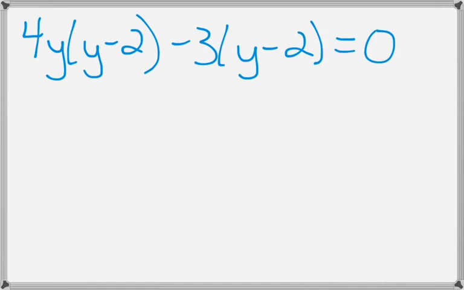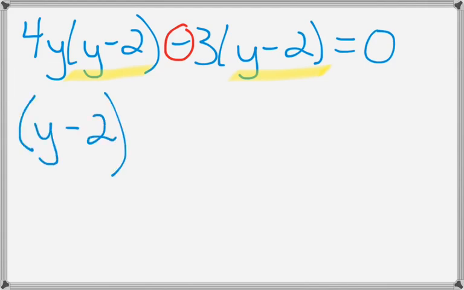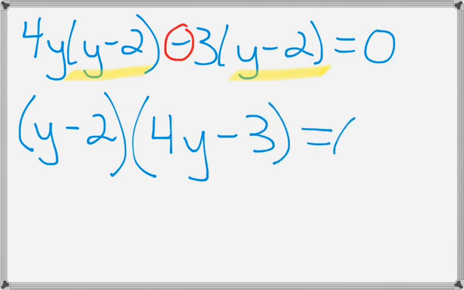Okay, so I've just copied that here. And now we have two terms. There's our subtraction, separating the two terms. And the two terms have a common factor. So that's why you have to have the same thing in both sets of parentheses. You want that common factor that you can pull out front. And the first term then will be left with 4y, and the second term will be left with negative 3.